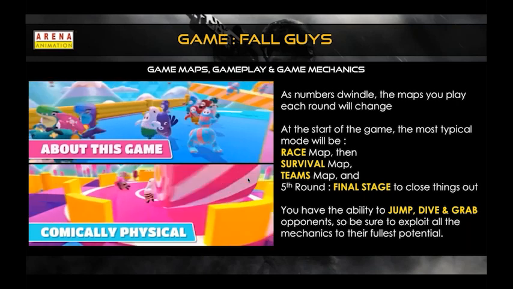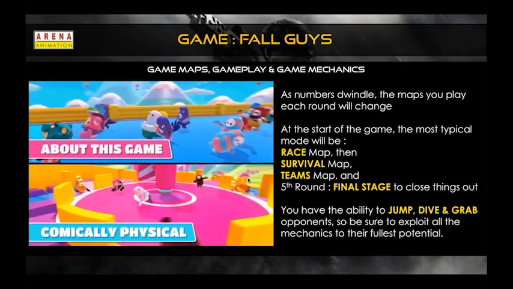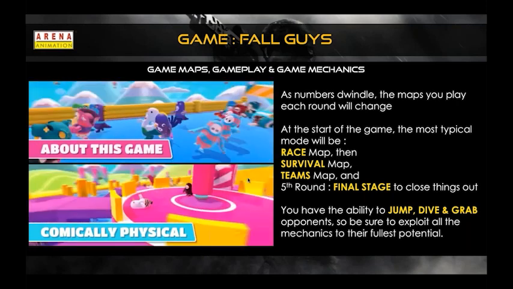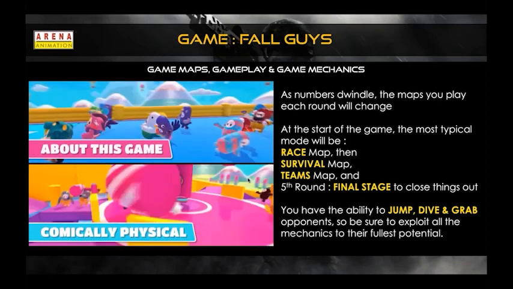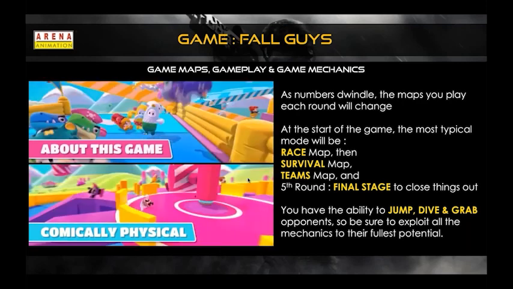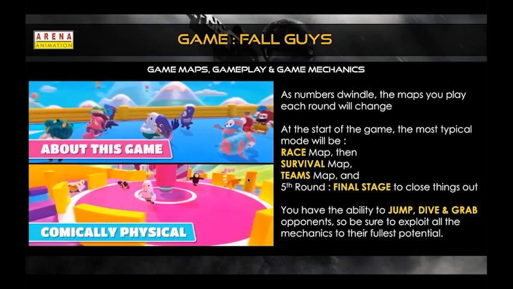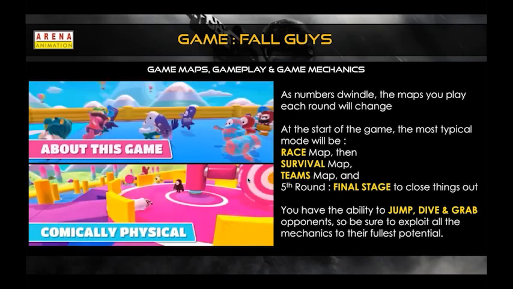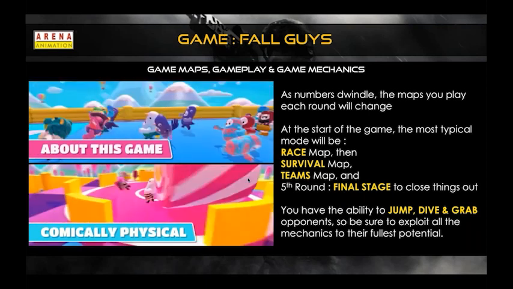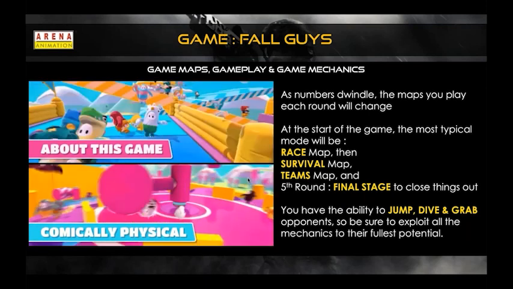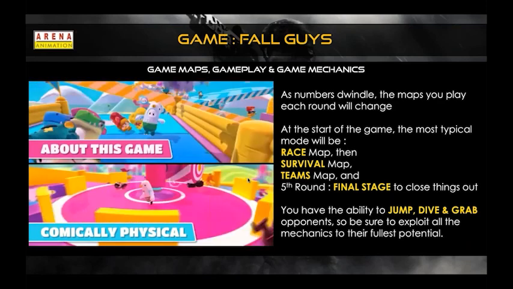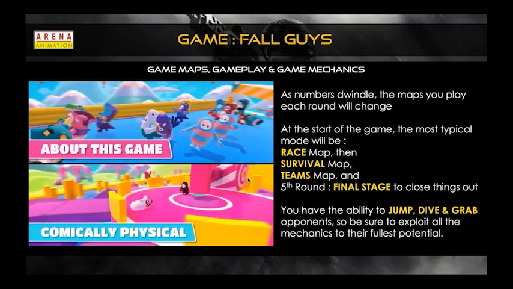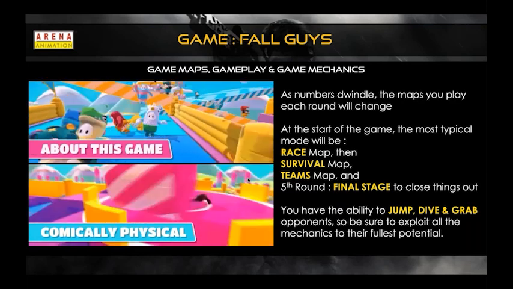In terms of game mechanics, you have the ability to jump, or to dive, or you have the ability to grab an opponent, or push the opponent, kind of a thing. So this is the kind of game mechanics that is there. Very simple as such. So you collect currencies, you collect crowns as such, and using those crowns, you can actually buy costumes.